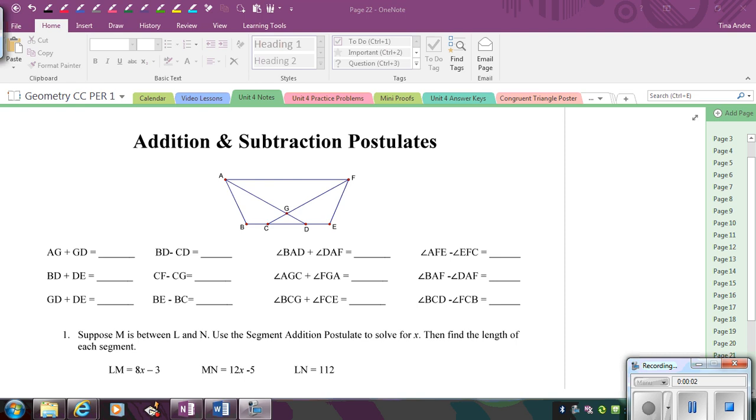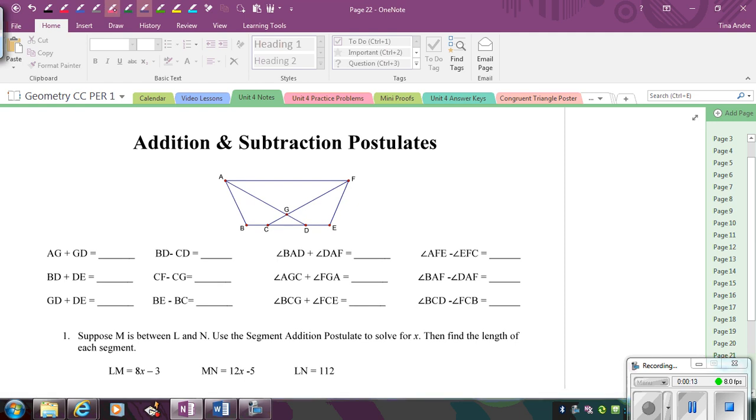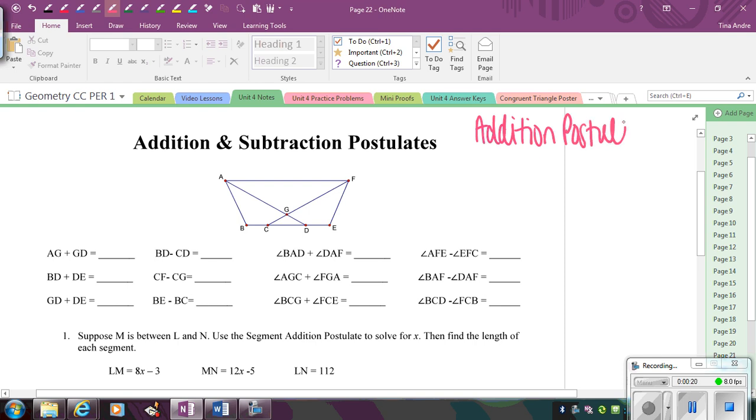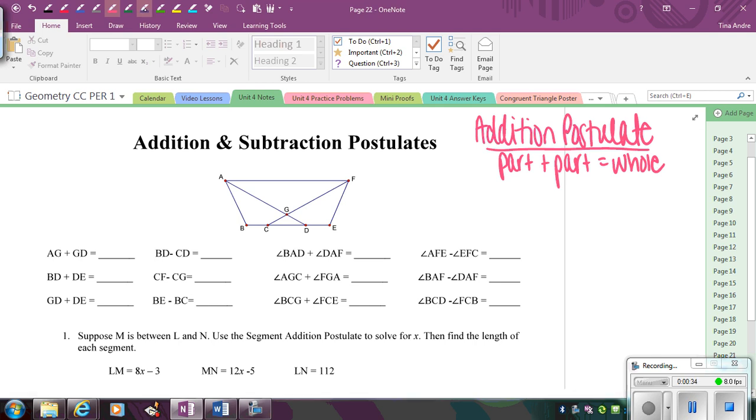In this video, we're going to talk about the addition and subtraction postulates so that we can then use them later in proofs. If you remember, the addition postulate basically just means that you're going to be taking part plus part, and that'll equal the whole thing. So the addition postulate works for segments or angles. That basically means if I take two parts and I add them together, it'll equal the whole thing, which makes perfect sense. Remember, a postulate means something that we just accept to be true without a proof.